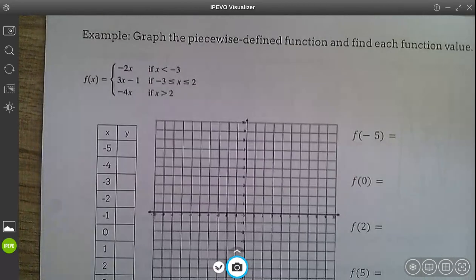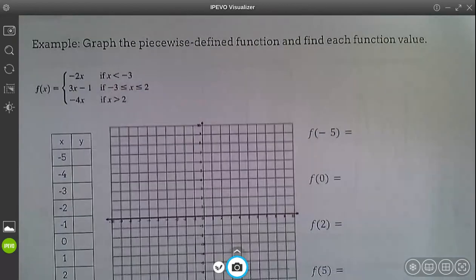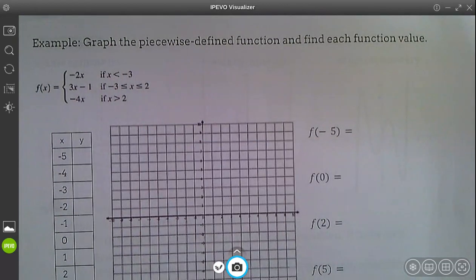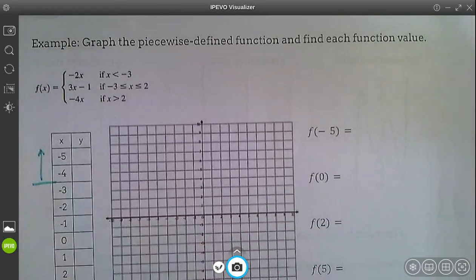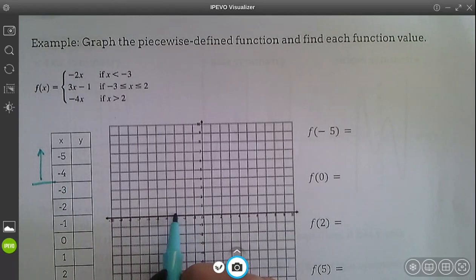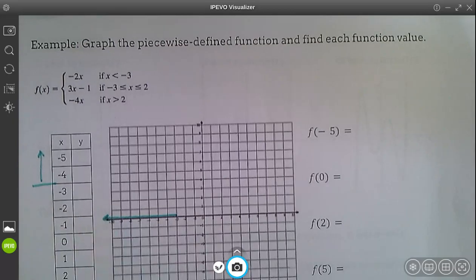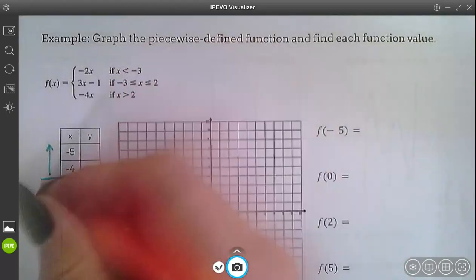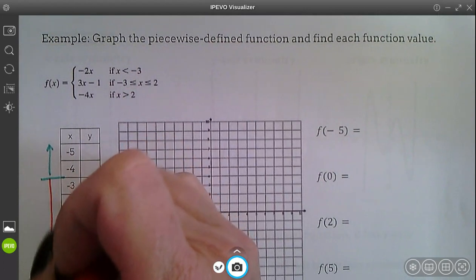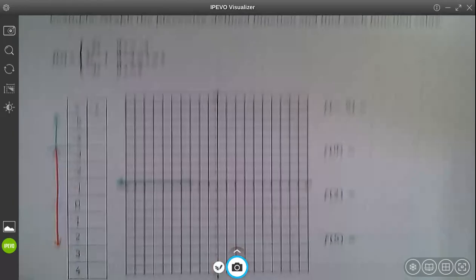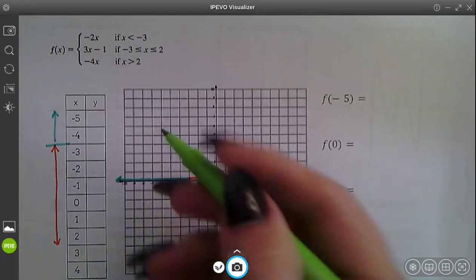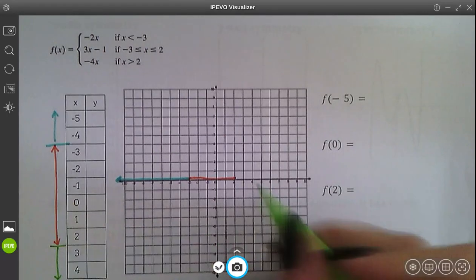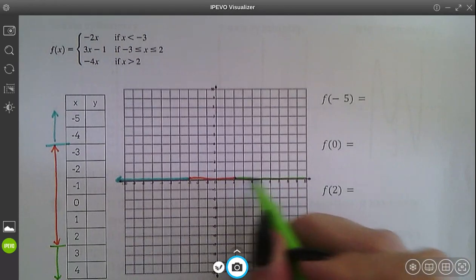Oh goodness, this one has 3 rules. Now I have 3 zones. I have x is less than negative 3. So that's going to be here because it doesn't include negative 3. So less than negative 3, that's over here. Then I have when it's between negative 3 and 2. And that's going to go between negative 3 and 2. And then I have greater than 2. So that's going to be my green zone.